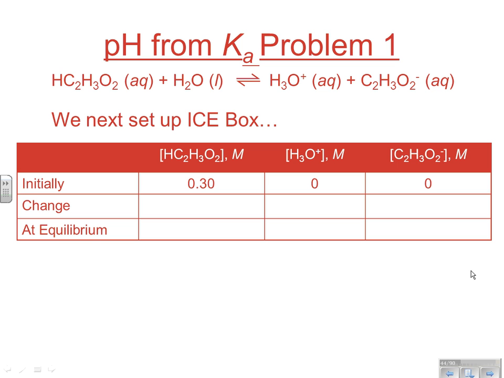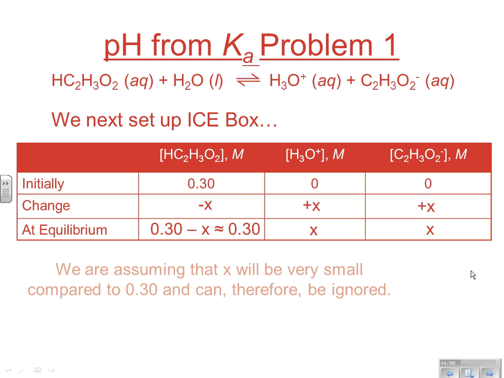Next, we set up our icebox table. Now, we knew initially we had that acid, and we know initially we have 0 dissociation, so we're going to have 0 amounts here, and from there we're going to go down by X. And since we're going down by X on the reactant side based on the stoichiometry here, we're going to go up by X on each of our products. So when we add them together to get our equilibrium expression, our two products are going to equal X, and our reactant is going to equal 0.30 minus X.